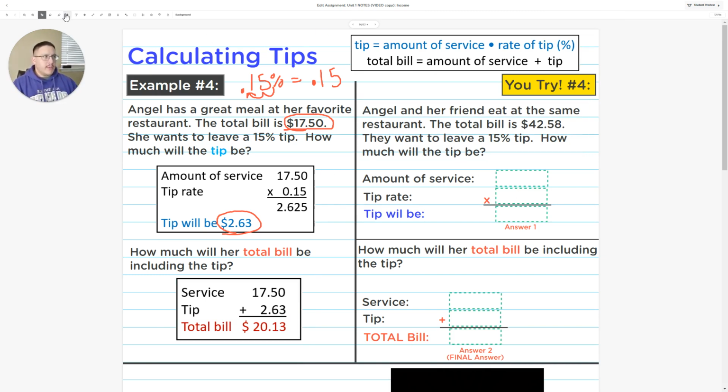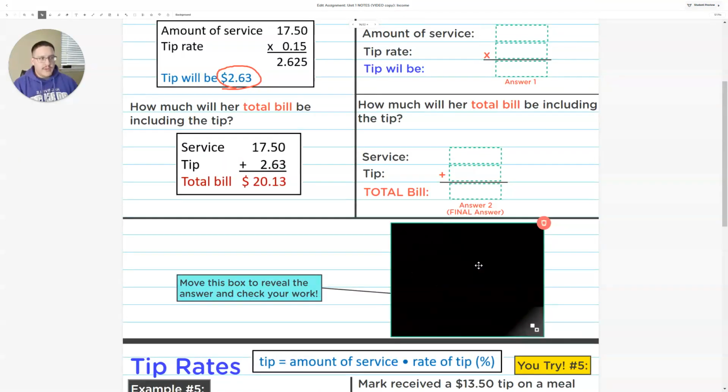That's it for example 4. Okay, you try number 4. Angel and her friend eat at the same restaurant. This time the total bill is $42.58. They want to leave a 15% tip. How much will the tip be? So calculate that, and then how much will her total bill be including the tip? So then find that total as well. If you need help, just scroll down.